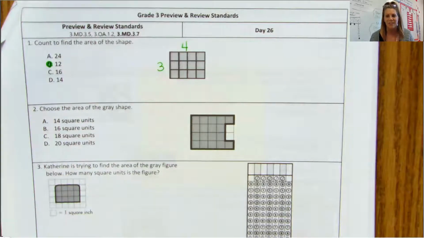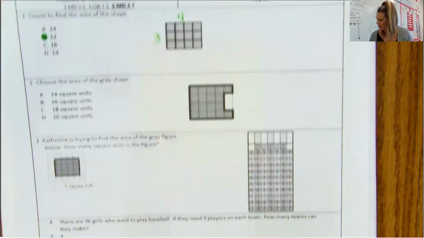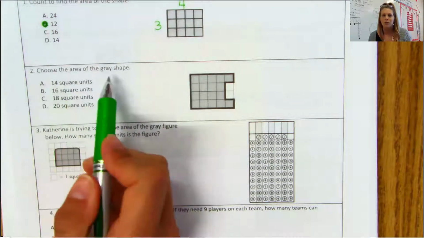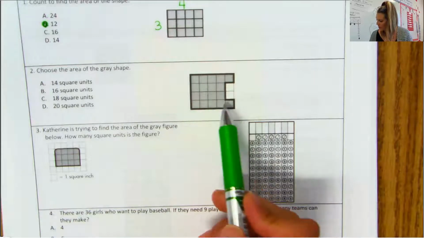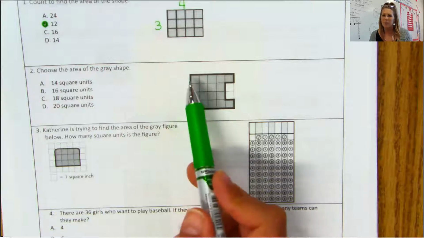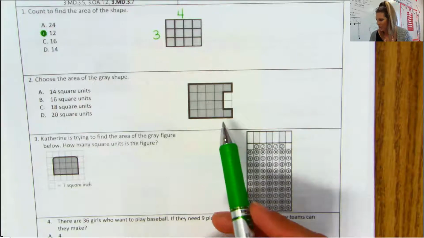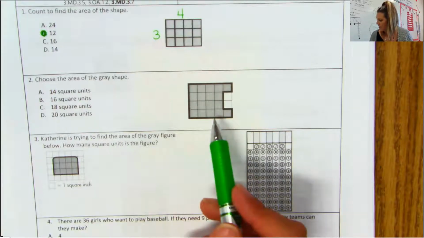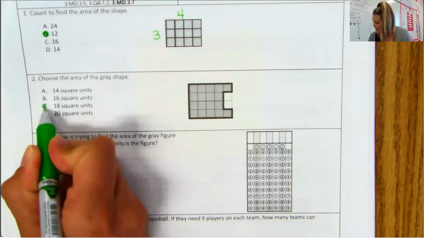If that's what you've got, stand up and do a cobra kick. I don't know what that looks like, but make it up. All right, next one, some more area. Choose the area of the gray shape. Go ahead and do that now. Now this one, we would not really be able to multiply our length times width. The better strategy this time would be just to count it, right? So if you counted all of them, you should have gotten 18 squares.